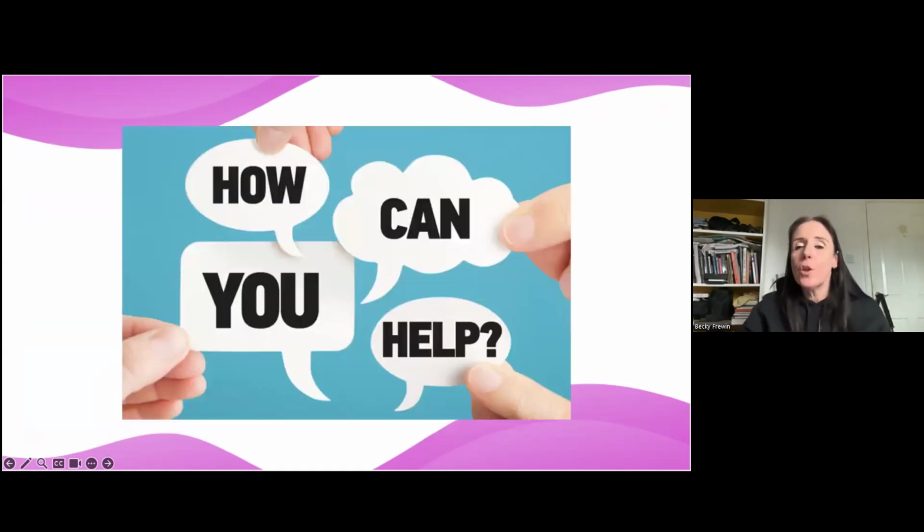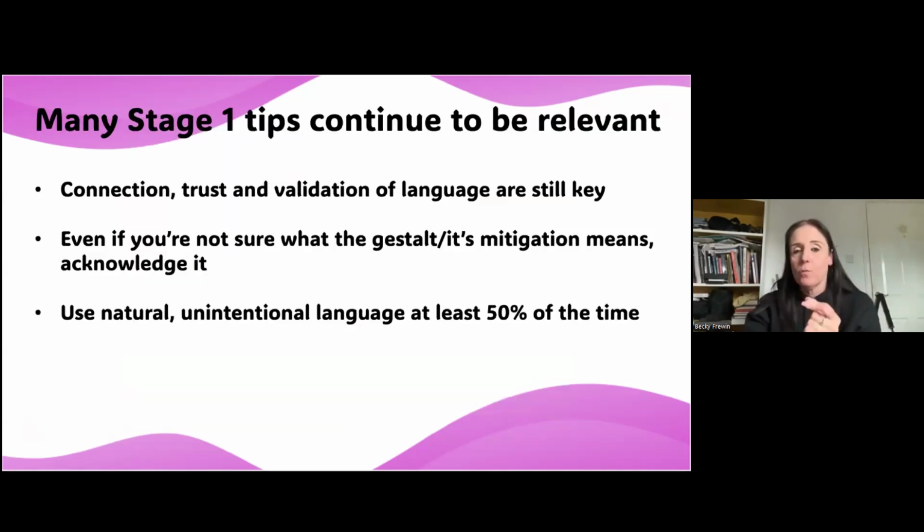So how can you help? In stage 1, the key is really, really, really trust and connection. And that continues into stage 2, but there are more practical things that you can start to do when you notice that shift into stage 2. So the first thing to remember, as I've just said, is many stage 1 tips are still relevant. Don't just drop the connection, the trust, the validation of language.